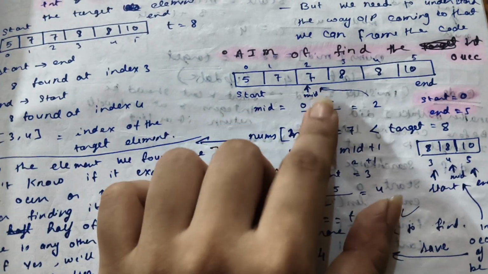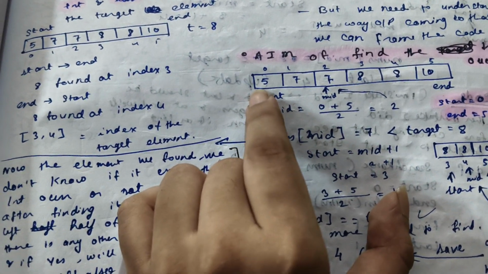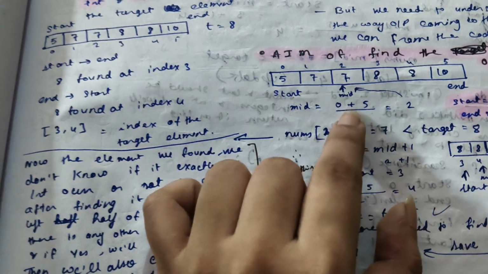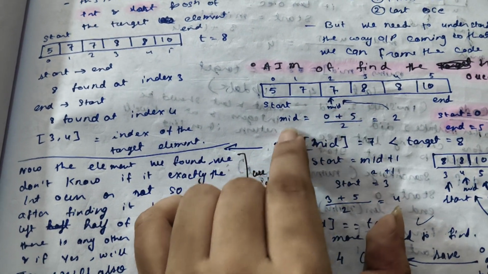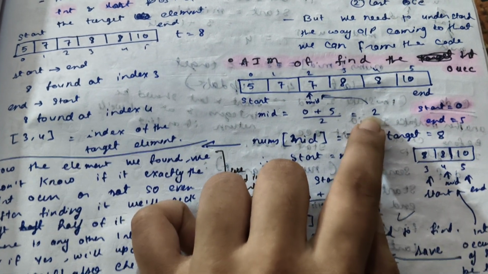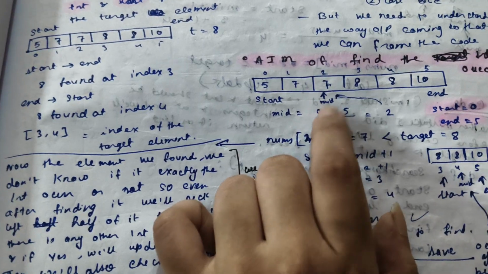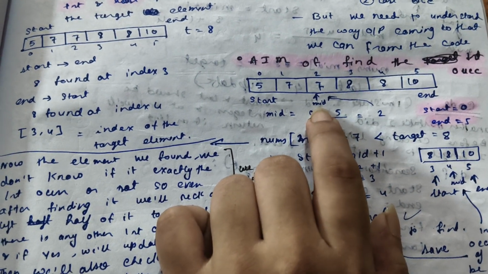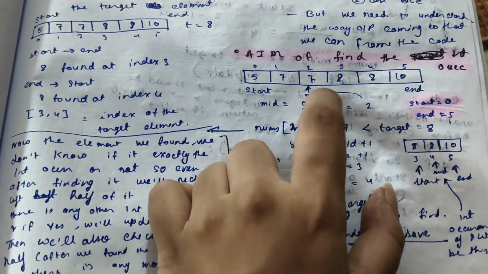And now, as we know, mid is always equal to start plus end divided by 2. And here we are working with the index, in order to find the mid index. So we got the mid index. The mid index is index number 2, and the element is 7 here. Once we find the mid, now we are checking if the mid element is the target element or not.